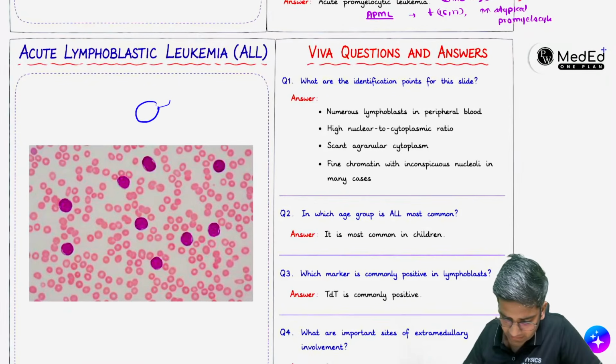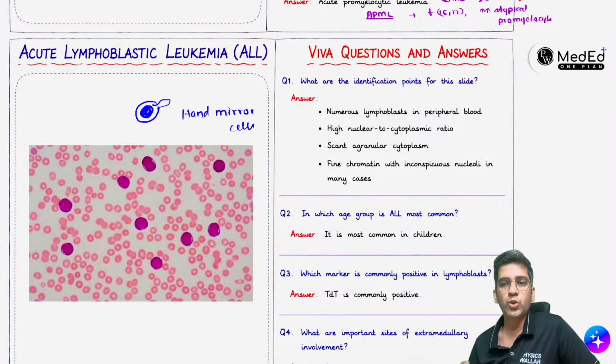So you have a tiny projection of the cytoplasm. It looks like a hand mirror. We call them hand mirror cells. That's diagnostic of an acute lymphoid leukemia. Fine, perfect. Do remember them.